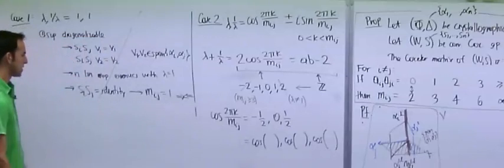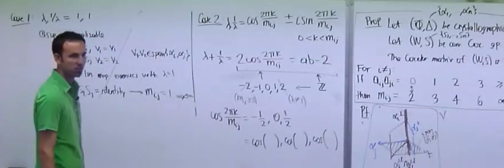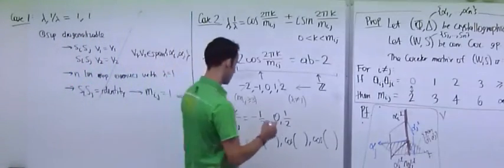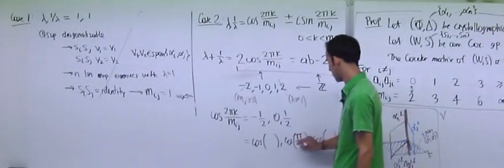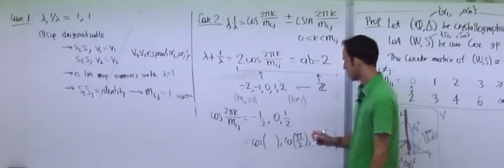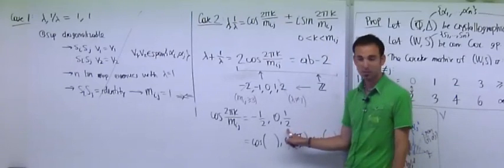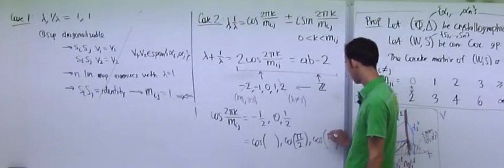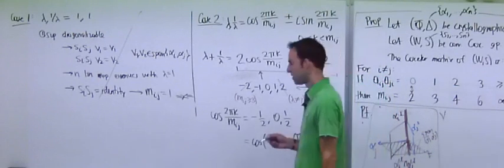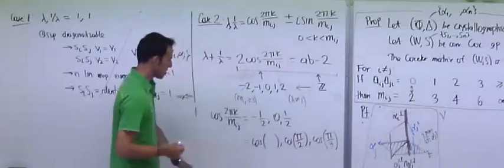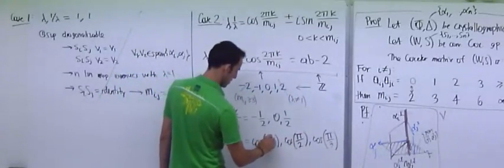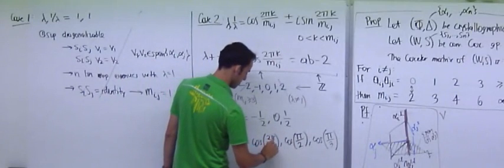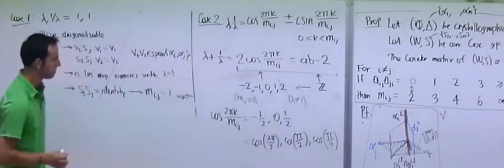What's the easiest? Cosine of what is 0? Pi over 2, right? Cosine of what is a half? Pi over 3. Cosine of what is minus 1/2? 2 pi over 3. Okay.